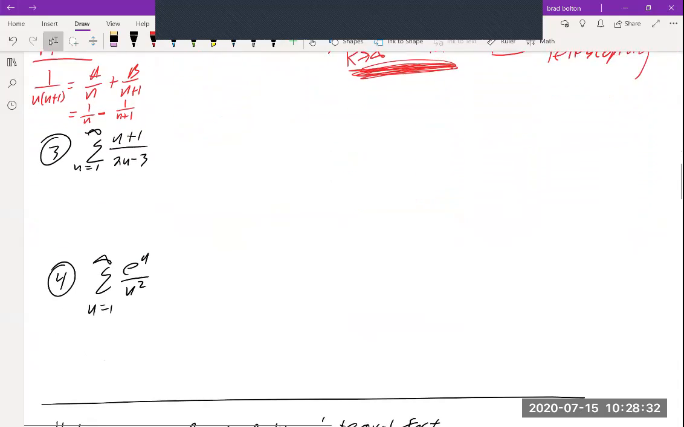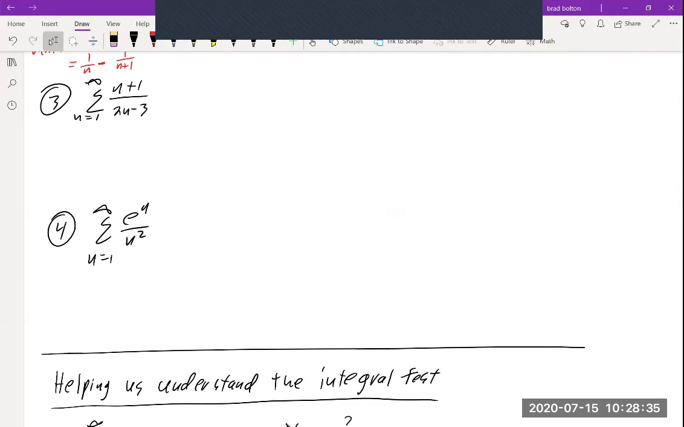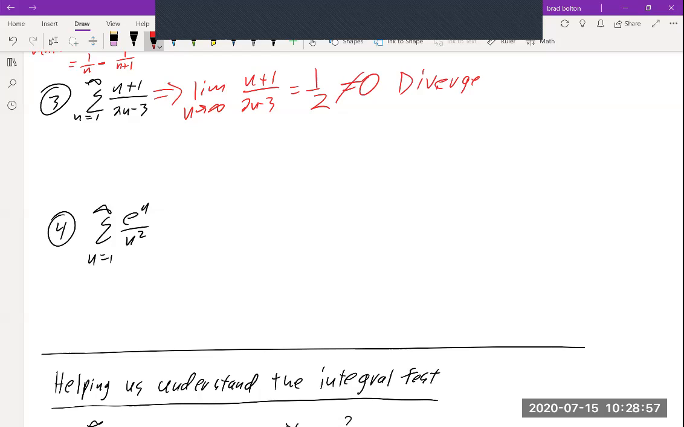So let's take a look at these next two problems. Okay, so this one, I already know what I'm going to use. I'm going to take the limit as n approaches infinity of n plus 1 over 2n minus 3, and that equals 1/2, right? And that means divergent, because this is not equal to 0, so the divergence test applies. So divergent by test for divergence. Okay, and that's it. That's all there is to it.